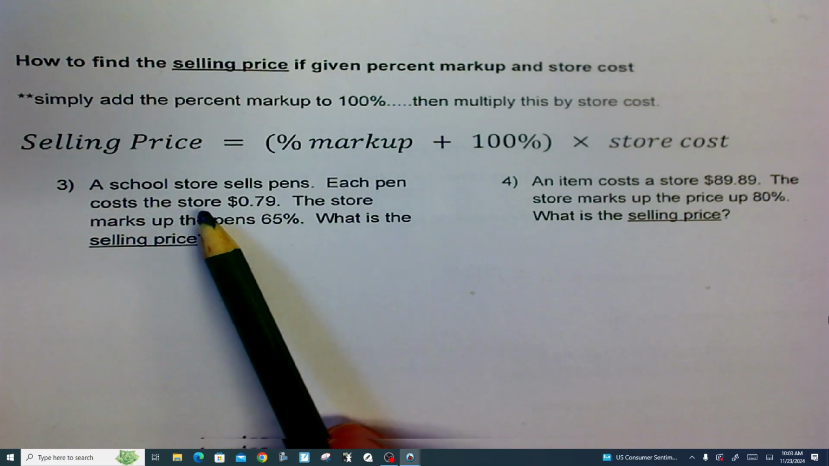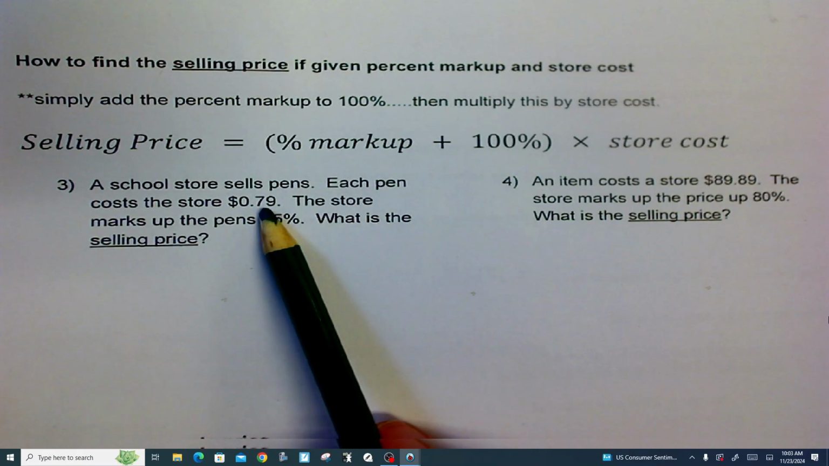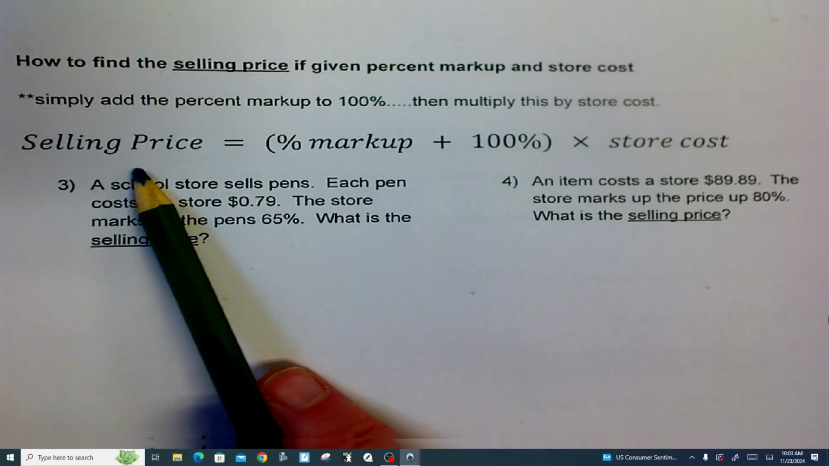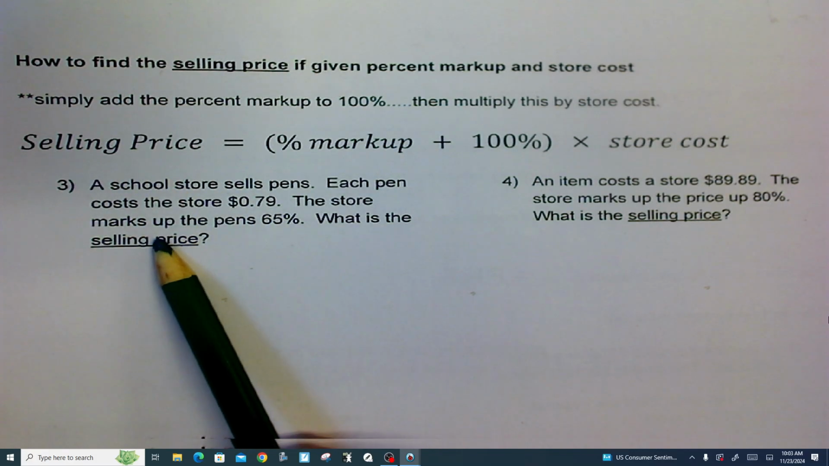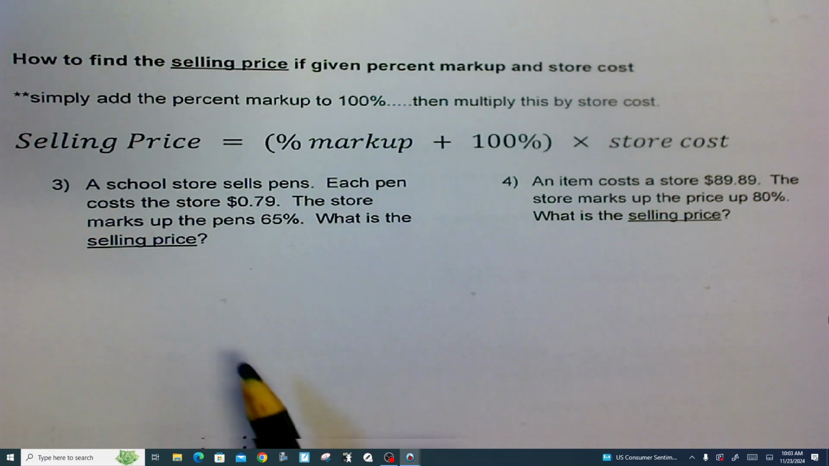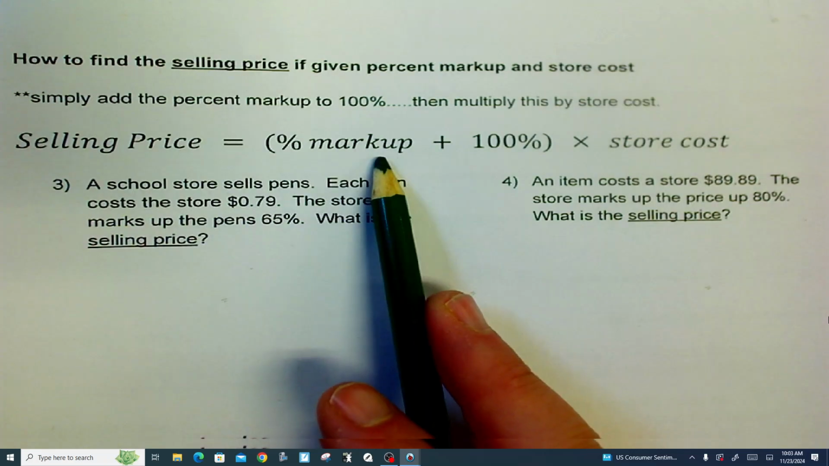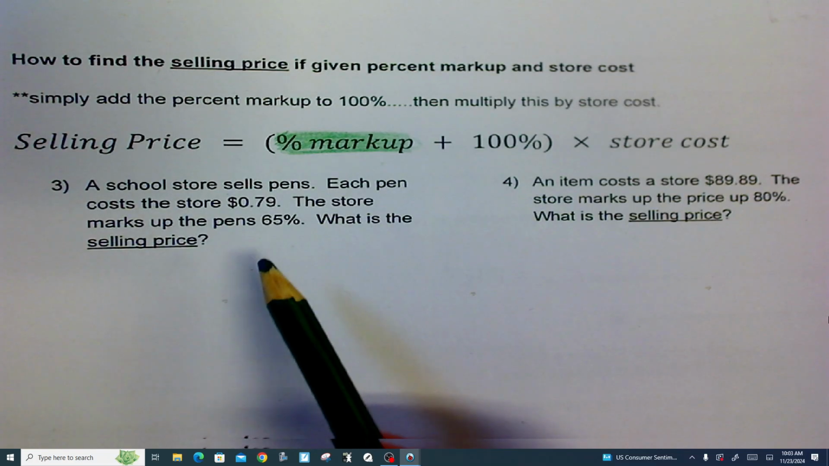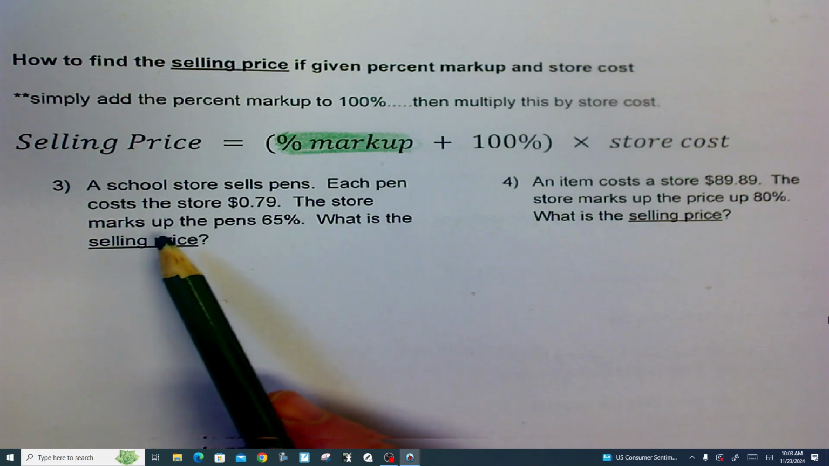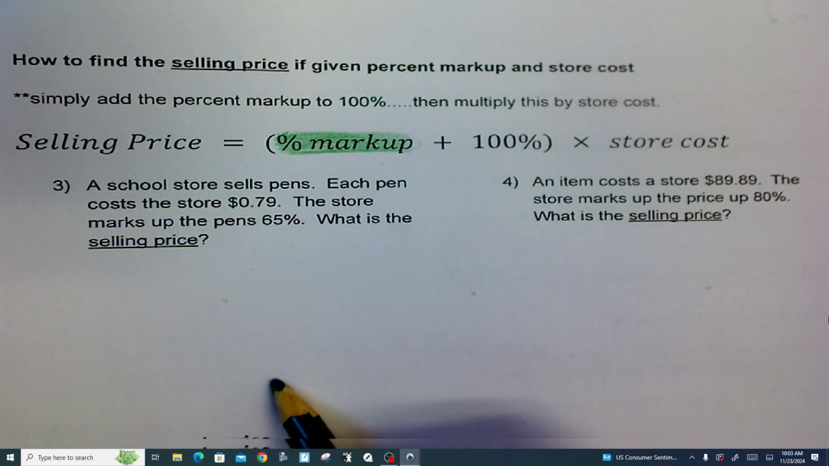So here's the scenario. We were just looking at the pens being sold for 79 cents. Here's our formula to find the selling price, and that's what they want. So what's the percent markup? We'll scan and get the information, and here it is. The store marks up the pen 65%.